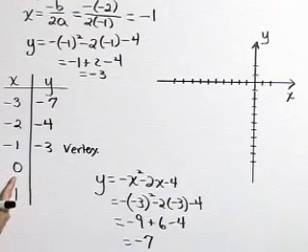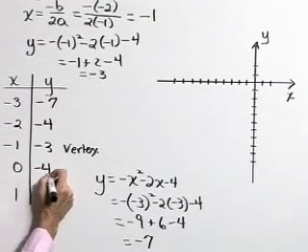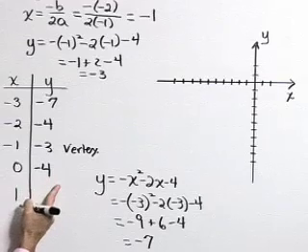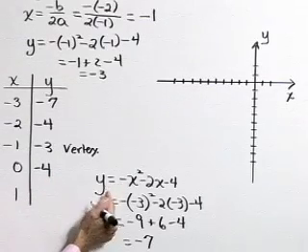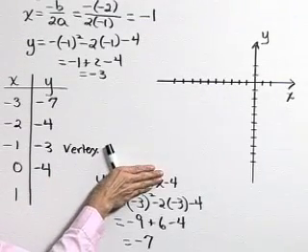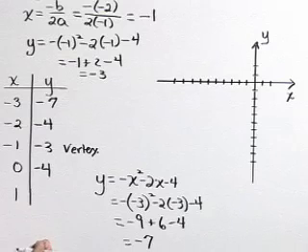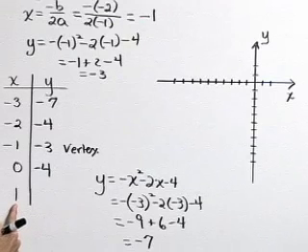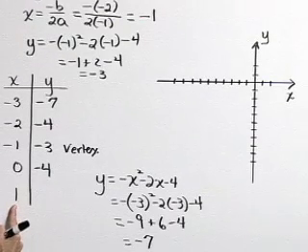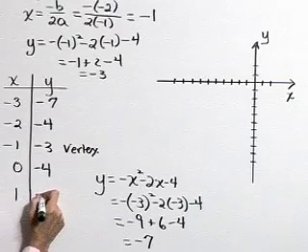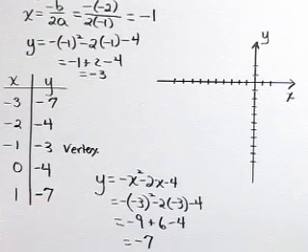Substituting x equals 0 gives y equal negative 4, and that's really quick. Substituting x equals 0 causes these two terms to disappear, leaving a negative 4. And if we substitute x equal 1, we're going to get a y value of negative 7.